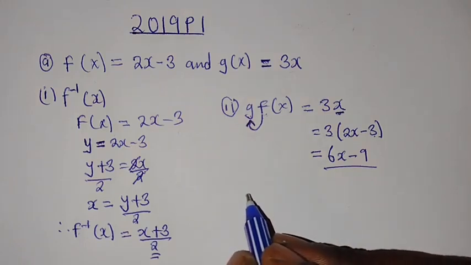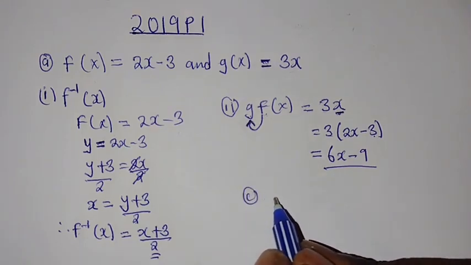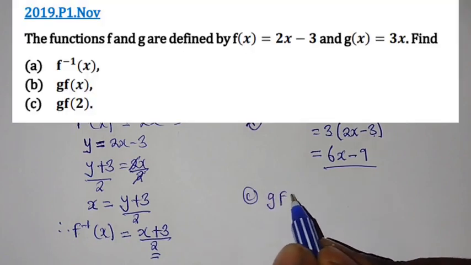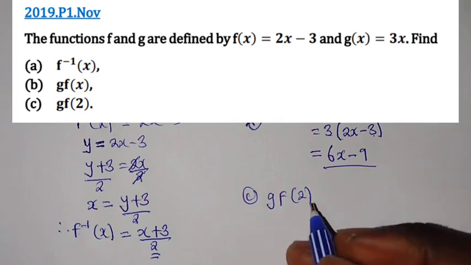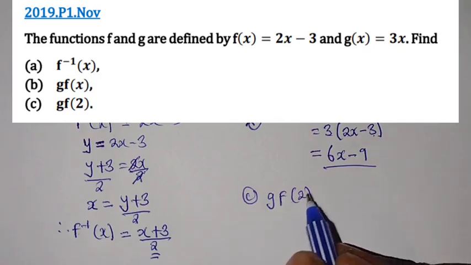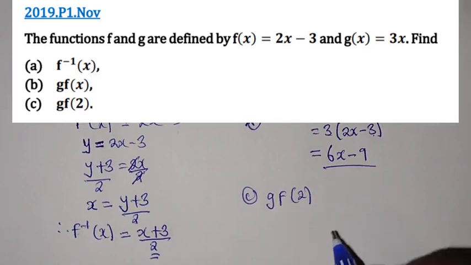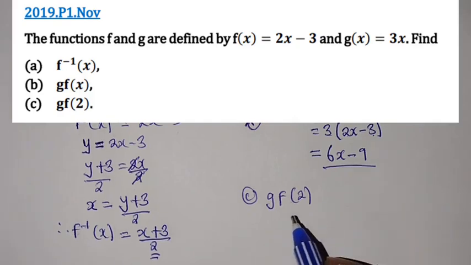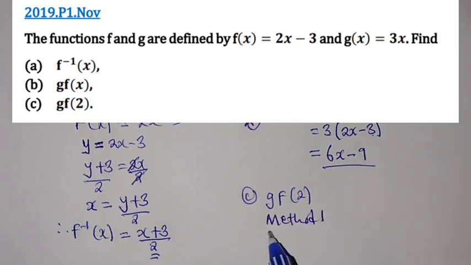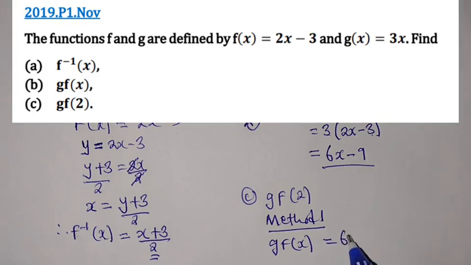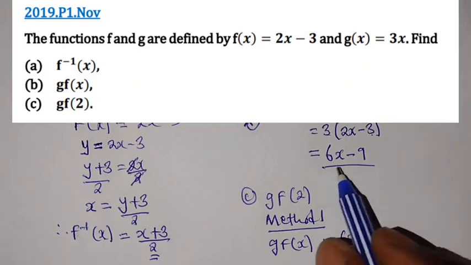We can now answer our question C. So our question C is saying we need to find the function of gf, then we have a 2 right here. This one can be solved using two methods. So I'm going to solve it using method 1. So my method 1 will be this one. So under method 1, since we have the function gf of x, we have this function, which is this one, 6x minus 9, this one right here.